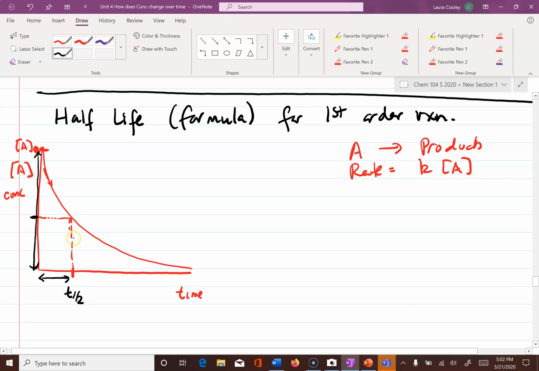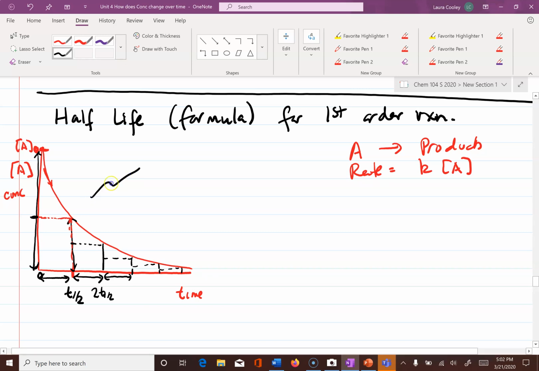Now we have this concentration. If we go down to half of that, that's another half-life that has elapsed. So this would actually be 2 T1/2 from the start. Every time a half-life passes, you're down to half the concentration of what you started with. So we're going to come up with a formula for that half-life.